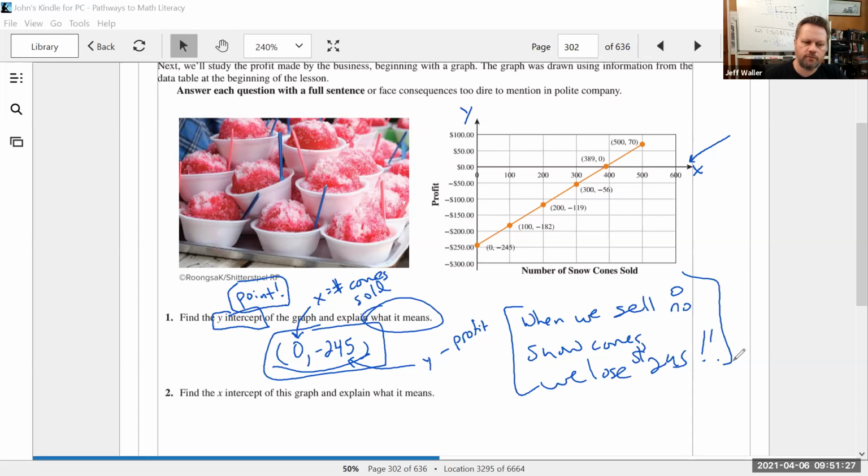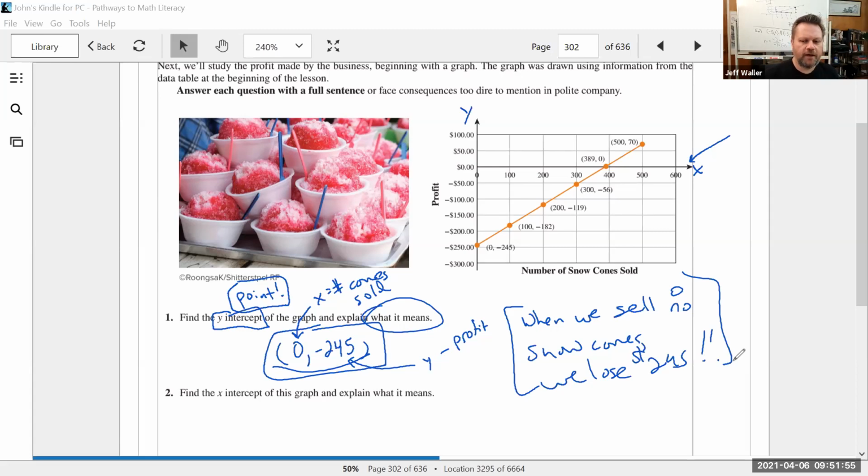Loss in profit. True. But go even further. So what does it take to set this business up? What do they have to do to get this business going? It takes 245.